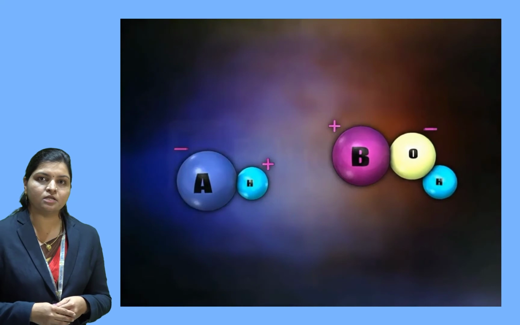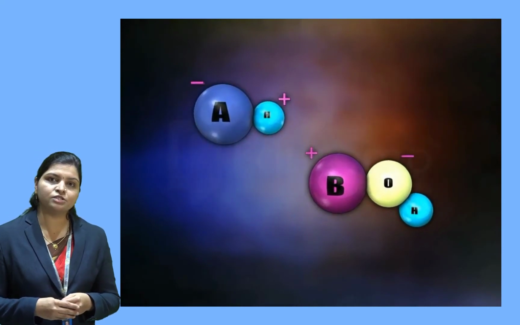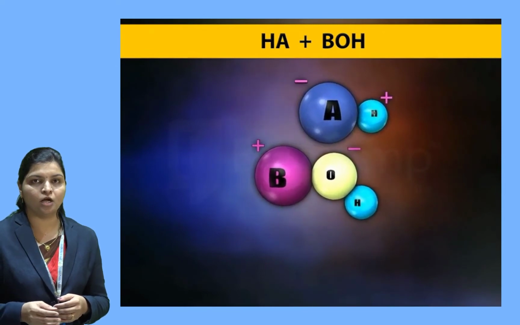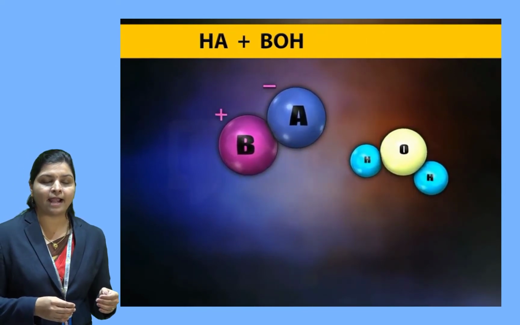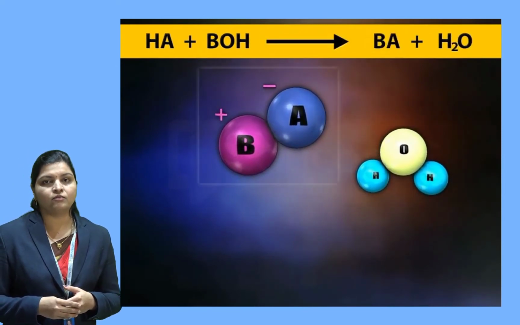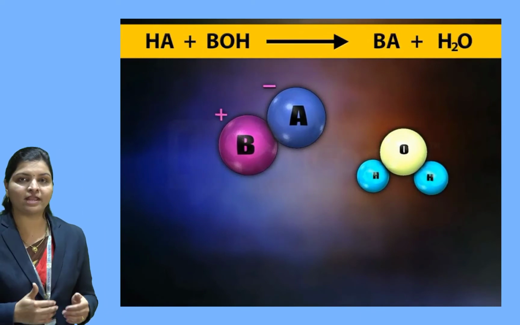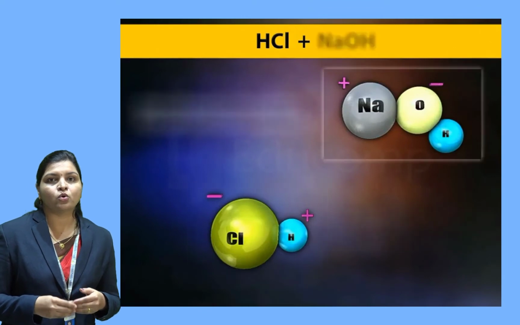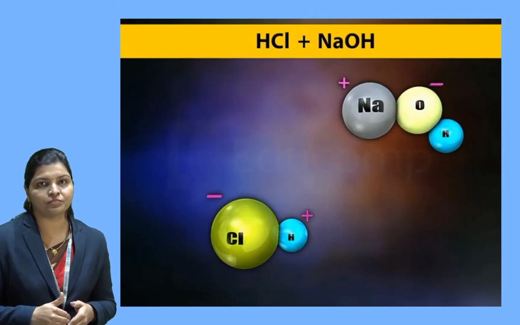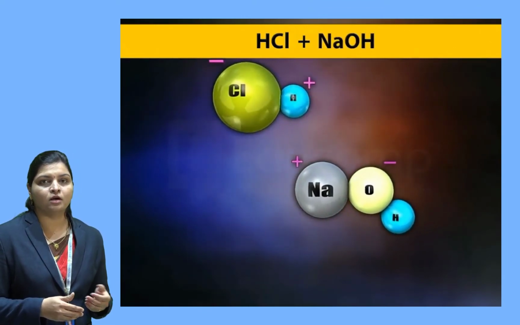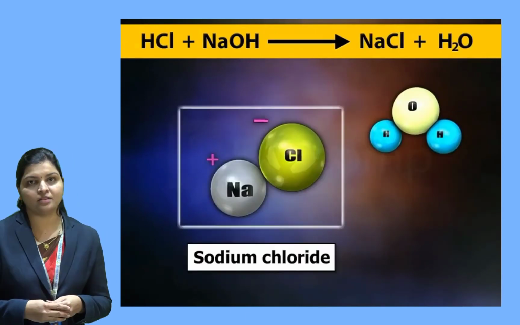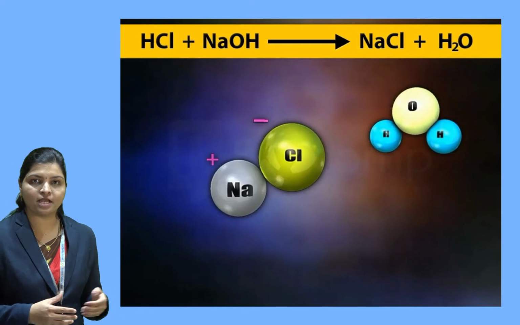Next, that is neutralization reaction. A neutralization reaction is a double displacement reaction which takes place between an acid and a base to form water and salt. For example, hydrochloric acid and sodium hydroxide base react to form water and sodium chloride as a salt.